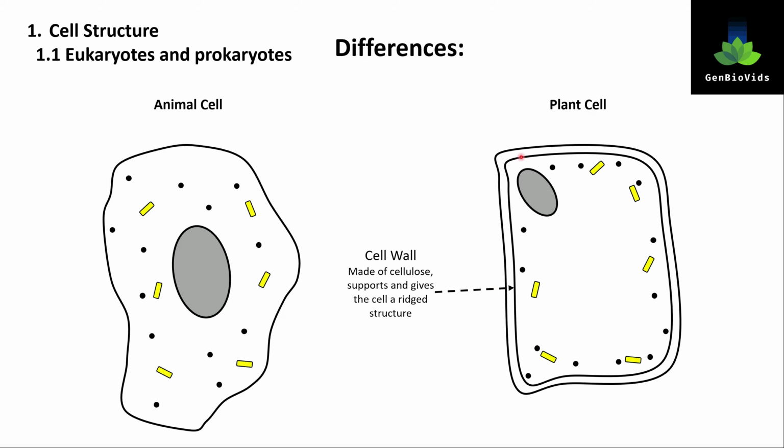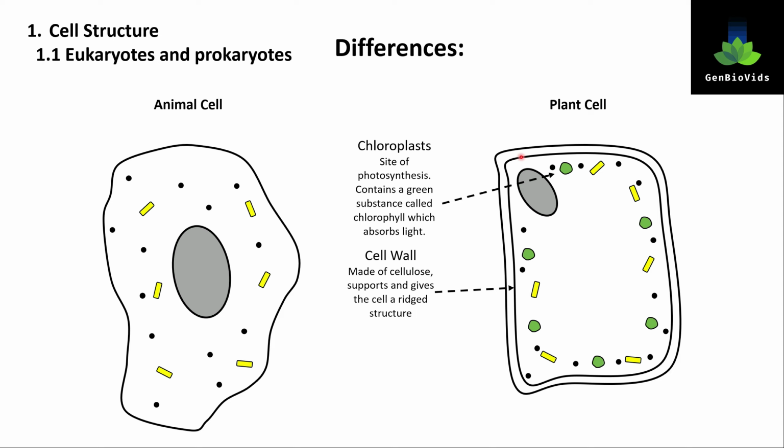So the next additional feature that the plant cell has is the chloroplast. The chloroplasts are where photosynthesis occurs, and they contain a green substance called chlorophyll, which absorbs the light needed for photosynthesis to occur. And this is what actually gives vegetation a green colour. So next time someone asks you, oh, why is the grass green? You can be smart and say, well, it's because plant cells contain chlorophyll, which is needed for photosynthesis.